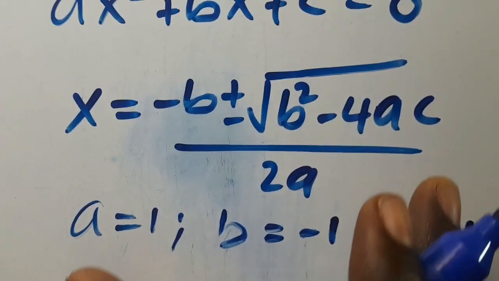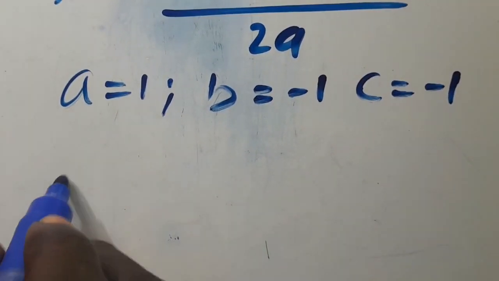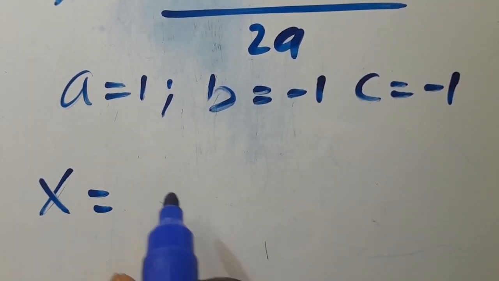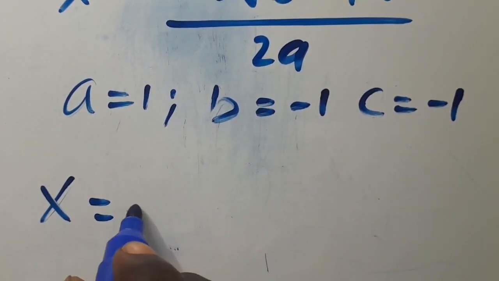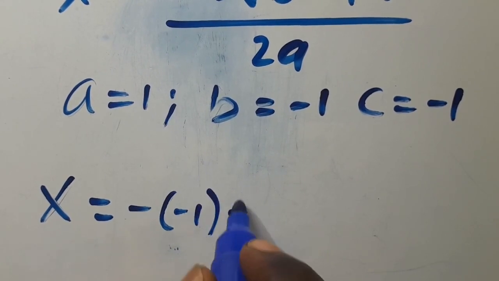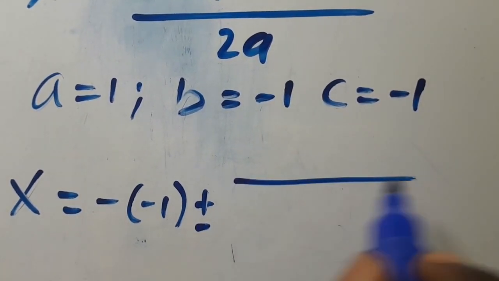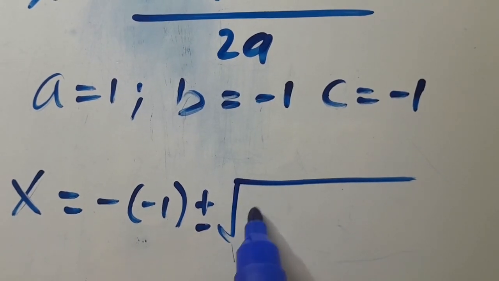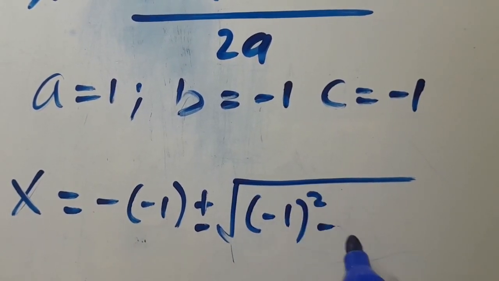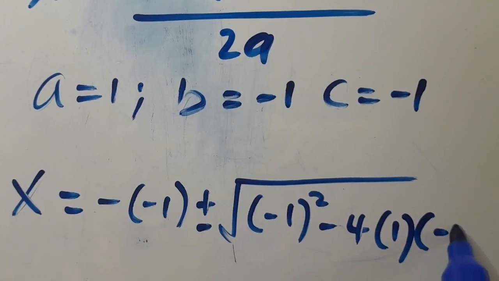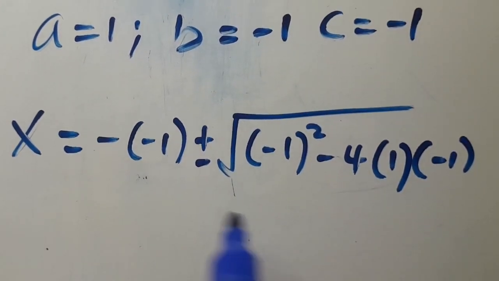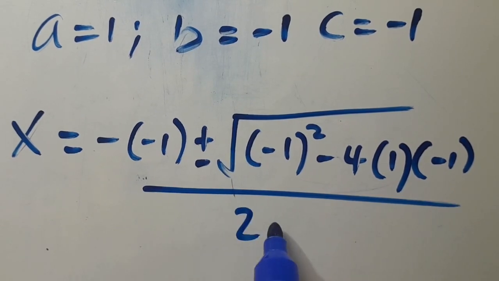Then let's plug in everything here. So we're going to have our x equals minus b, and our b is already minus 1, so definitely here will be minus into minus 1, then positive or negative, then square root of minus 1 squared minus 4 multiplied by a. Our a is 1, our c is also minus 1. Then all divided by 2 multiplied by a.